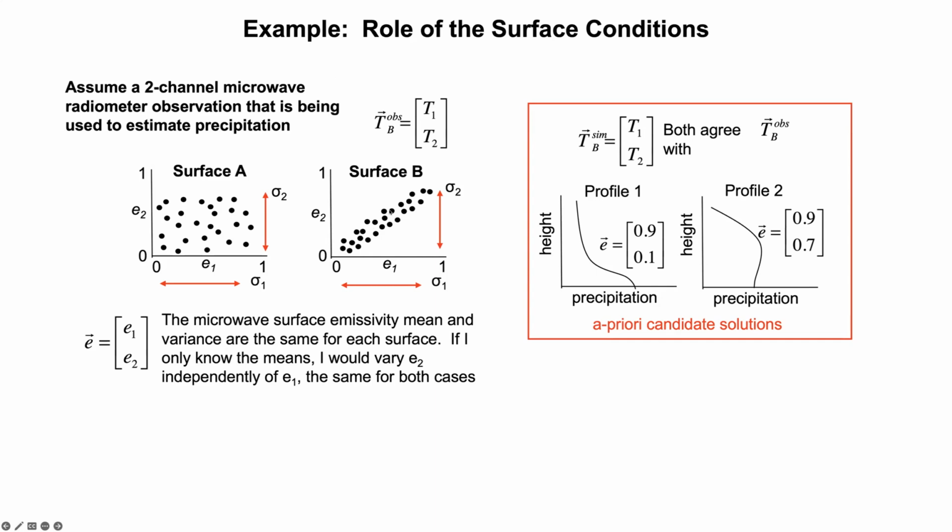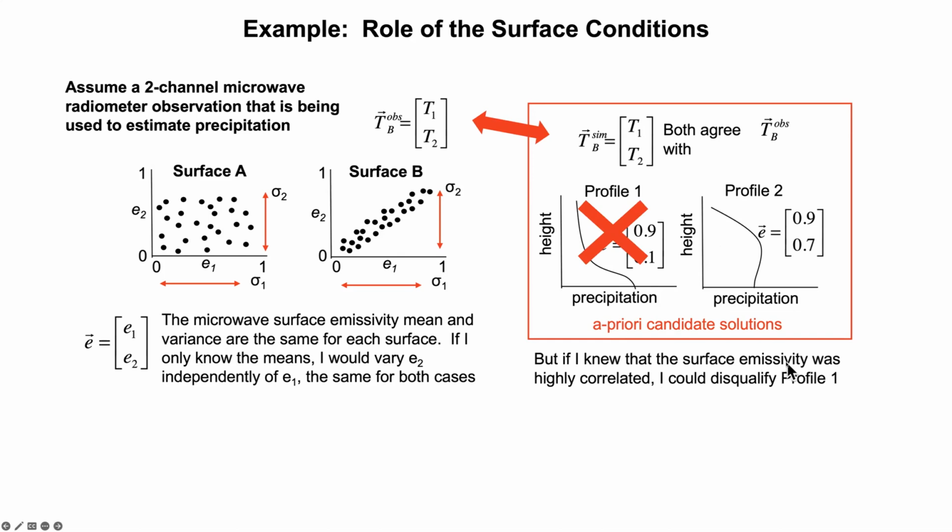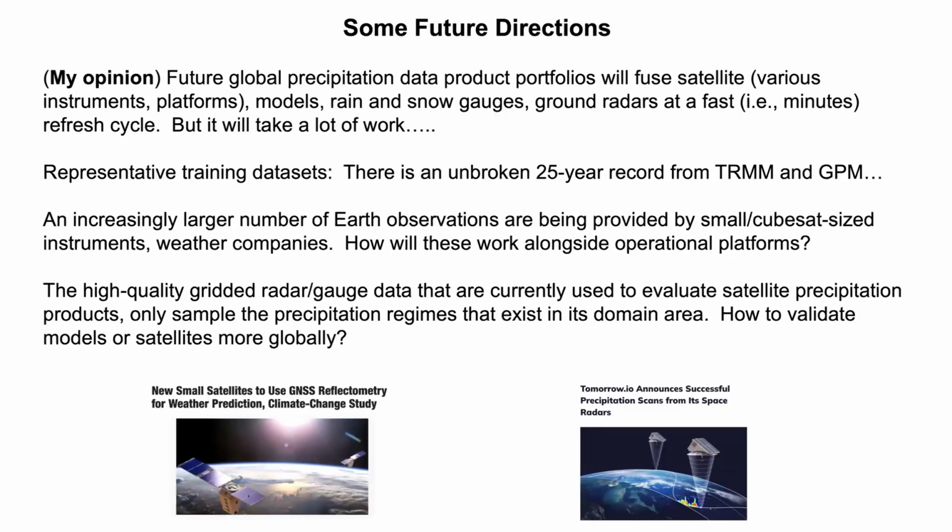If I didn't know anything about this, if I didn't know that the surface was correlated, these two answers right here, profile 1 and profile 2, would be identically valid. I wouldn't know which one to pick. But if I knew the surface emissivity was correlated, like I'm showing here in surface B, I can disqualify one of them right away. So you can do things like this, and this is a very simple way of describing how these algorithms search their prior databases for candidate answers. But it gives you an idea of how you can exploit natural correlations in certain things to help reduce the dimensionality of the problem. So I'll wrap up my last slide.